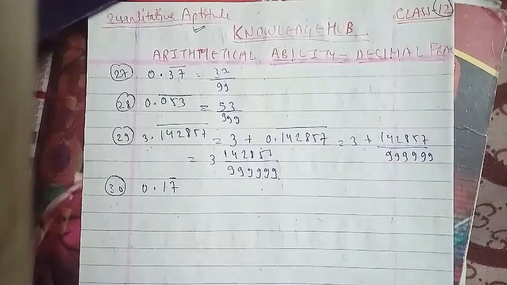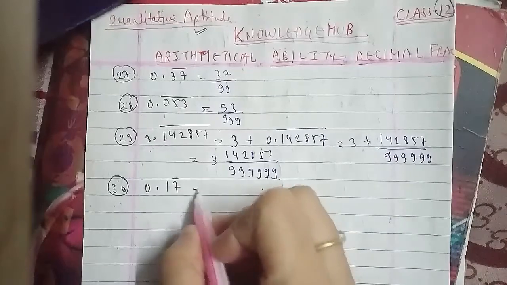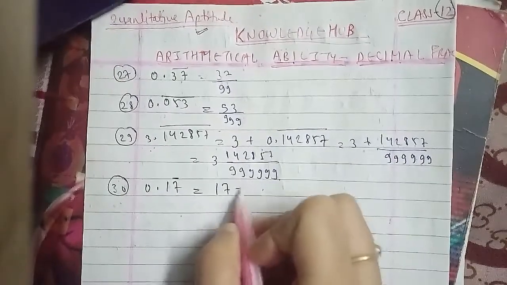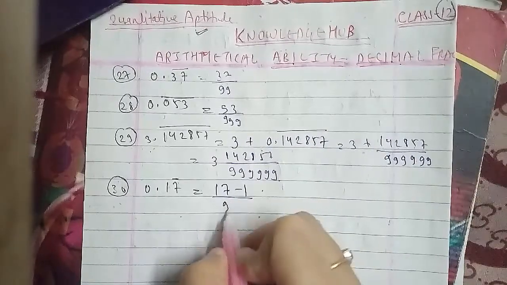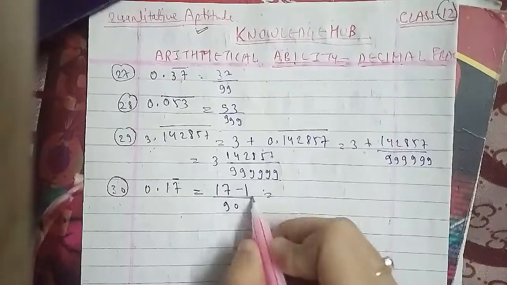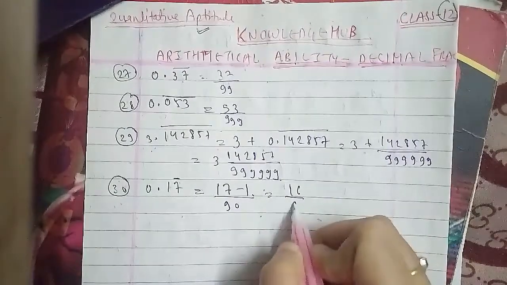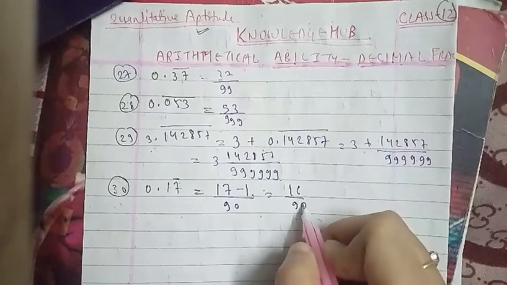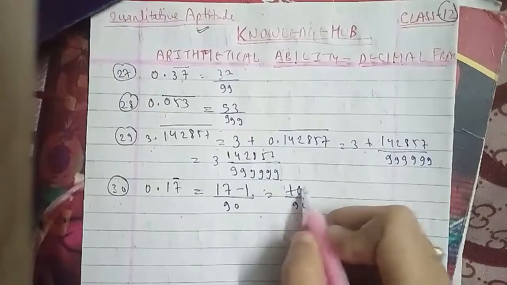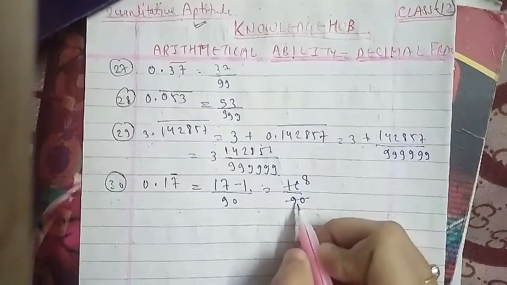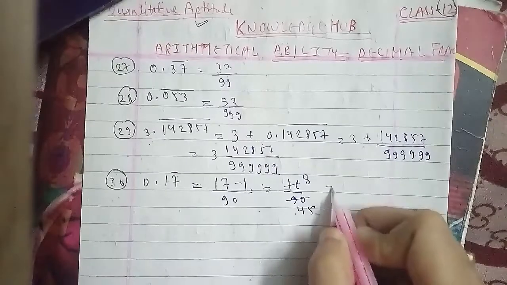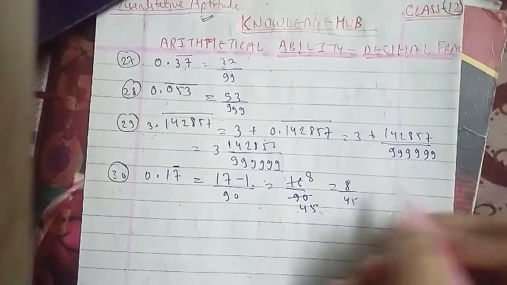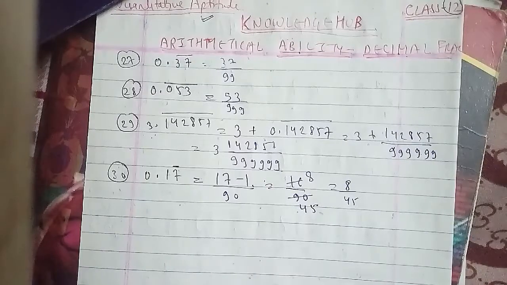So we'll do it in a different manner, which is 17 minus 1 upon 90, with a 9 for the bar digit and a 0 for the non-repeating digit. 17 minus 1 is 16 upon 90. When we solve it, 2 eights are 16, 2 fours are 8, and 2 fives are 10. So it is 8/45, because it cannot be reduced further, as this is the smallest form.